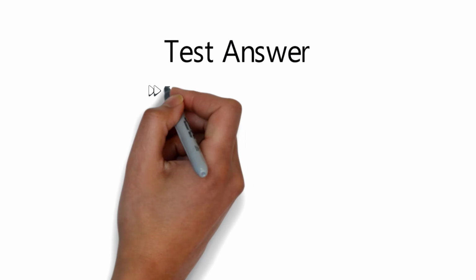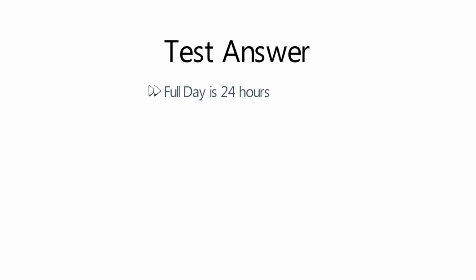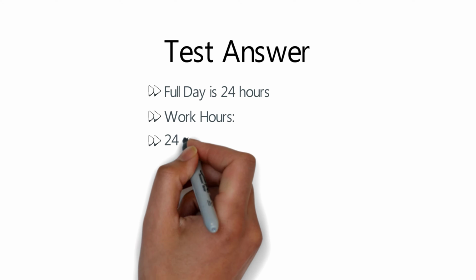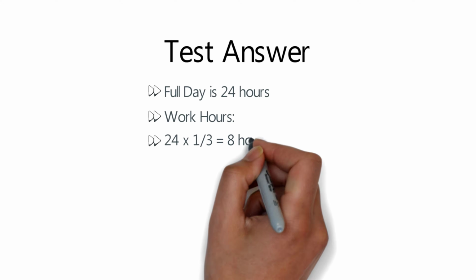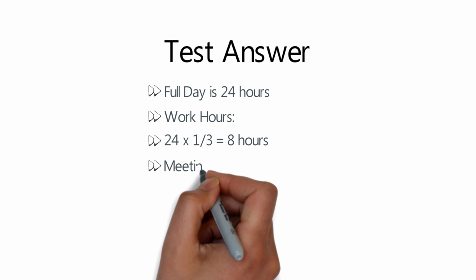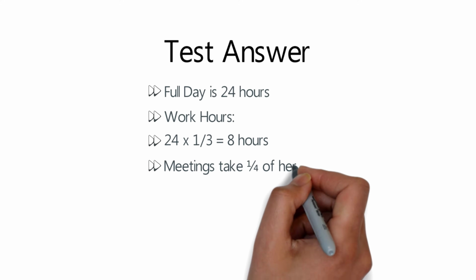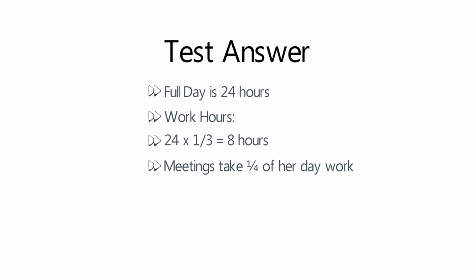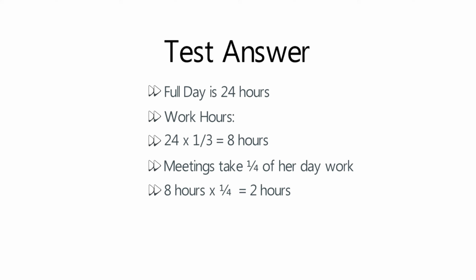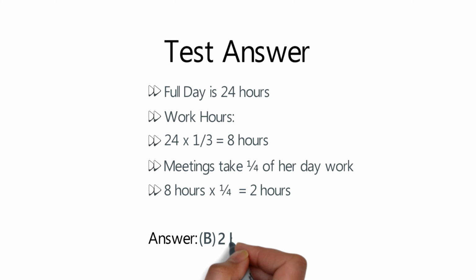As you might be well aware, a full day has 24 hours. Mary's working hours are very typical. They represent 1/3 of the full day, which is 8 hours, and we calculate it by multiplying 24 by 1/3, or actually dividing 24 by 3. Meetings take 1/4 of her workday. So to calculate how much time she spends in meetings, we need to multiply 8 hours by 1/4, and the result is 2 hours. So the correct answer is choice B, 2 hours.